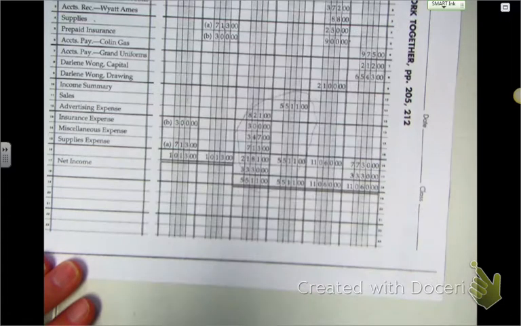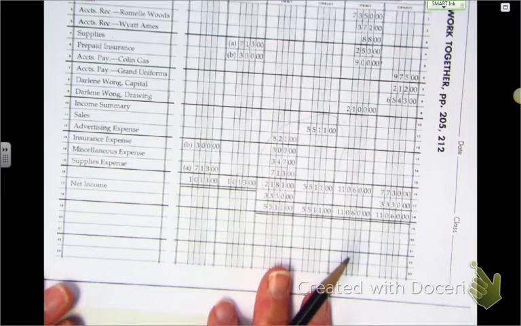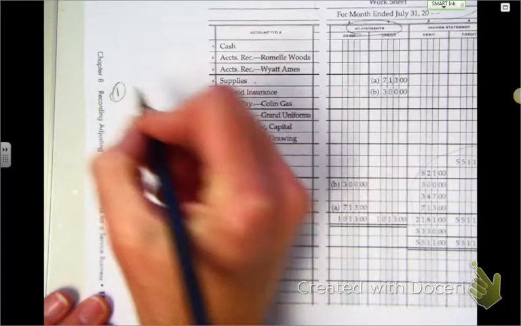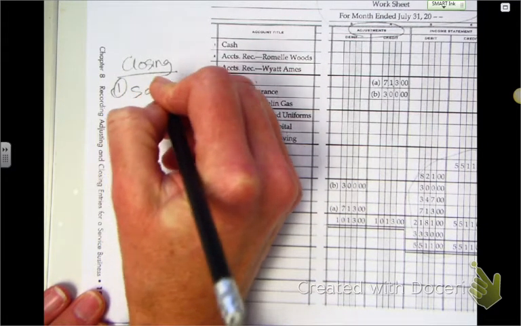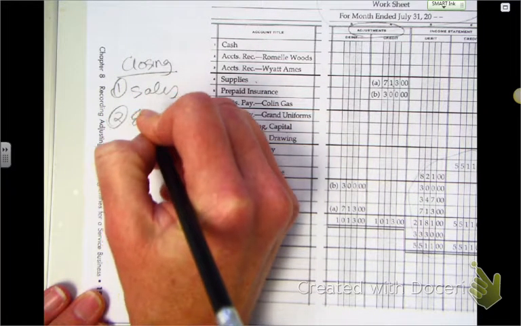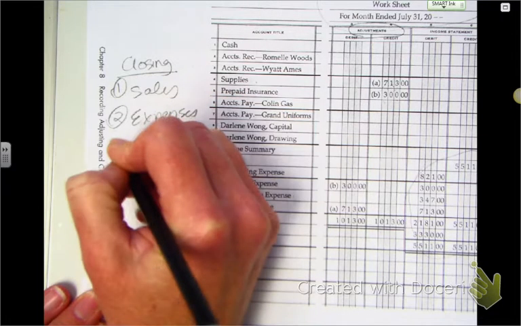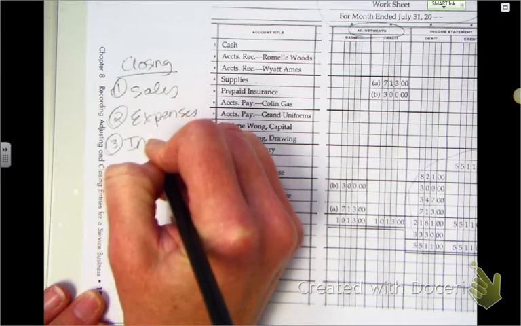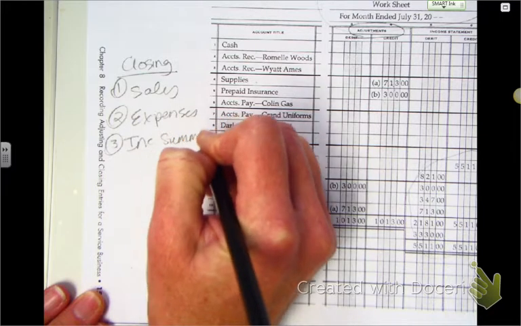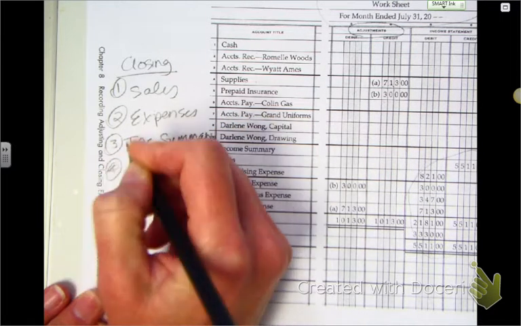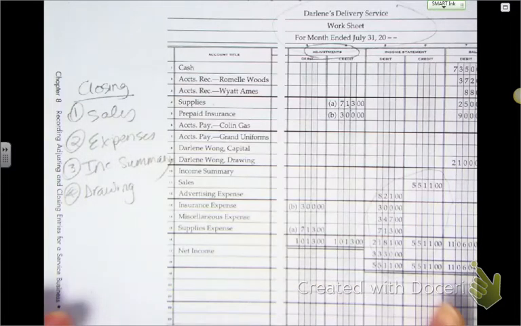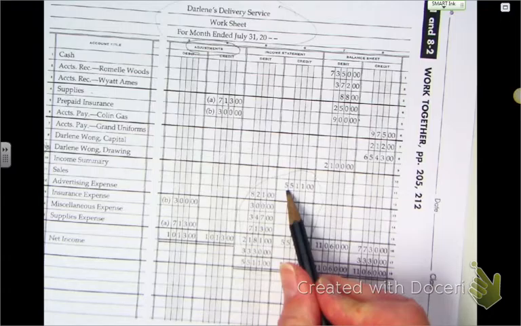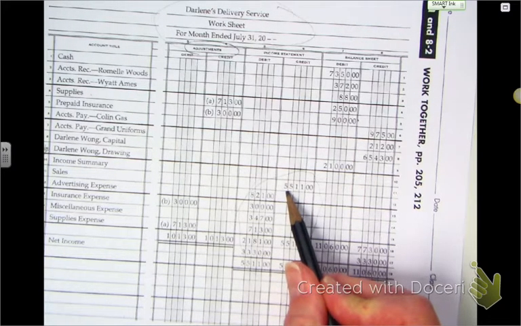Okay, so what were the 4 steps to closing? What was the first one? To close what? My closing entries are sales, right. Second one, expenses. Third one, the income summary. And fourth is drawing, okay? Always in that order. So, first thing, my sales I see are $5,511.